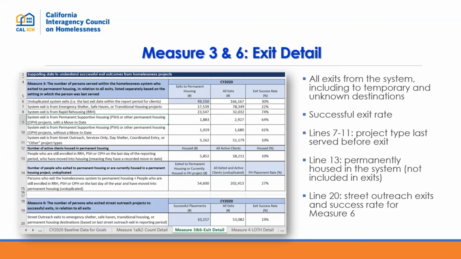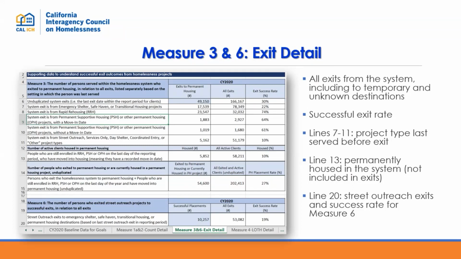Lines 7 to 11 report the number of exits for people based on the project type from which they were last served prior to their system exit. This information can help applicants see which parts of the system are most successful at helping people move to permanent housing. Line 13 is the number of people who were permanently housed in the system in HMIS. This number is not included in the total number of system exits, but it can help applicants understand how many people are permanently housed but have not yet exited the homelessness system.